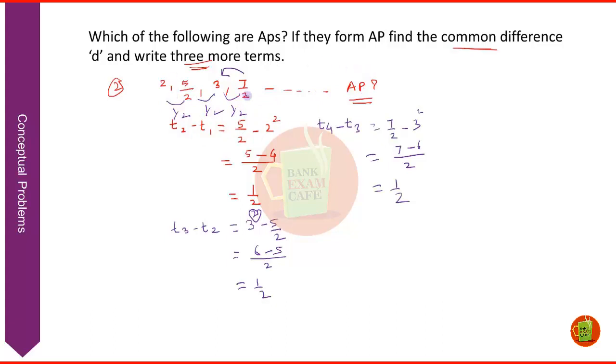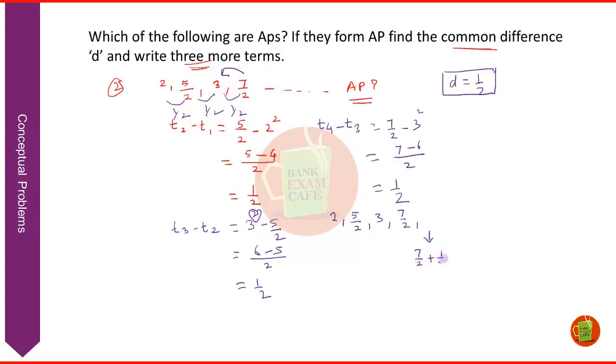Now we have to find the common difference. So the common difference we have already got, that is 1 by 2. Now we have to write the next three terms. So here the first one is 2, then 5 by 2, then 3, then 7 by 2. Now next 3 we have to write. So we will just go on adding 1 upon 2 to the previous one. So here in this case it will be 7 by 2 plus 1 by 2.